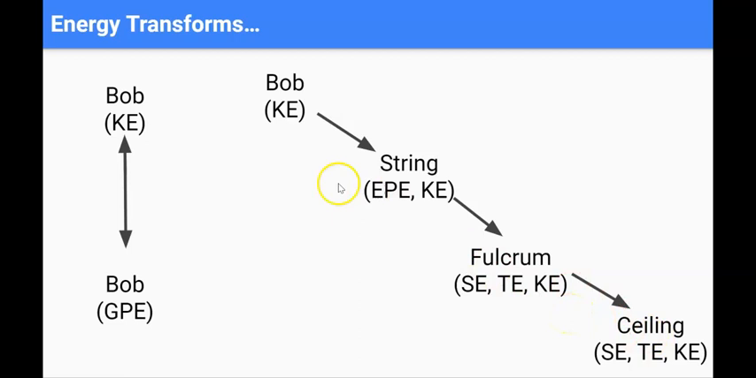So ladies and gentlemen, your bob first starts off as GPE because you're holding it in a holding pattern. As soon as you release it, the bob is expressing kinetic energy as well as elastic potential energy, as well as sound and thermal energy. All of these different types of energy are expressed in your pendulum system as the pendulum is swinging back and forth.